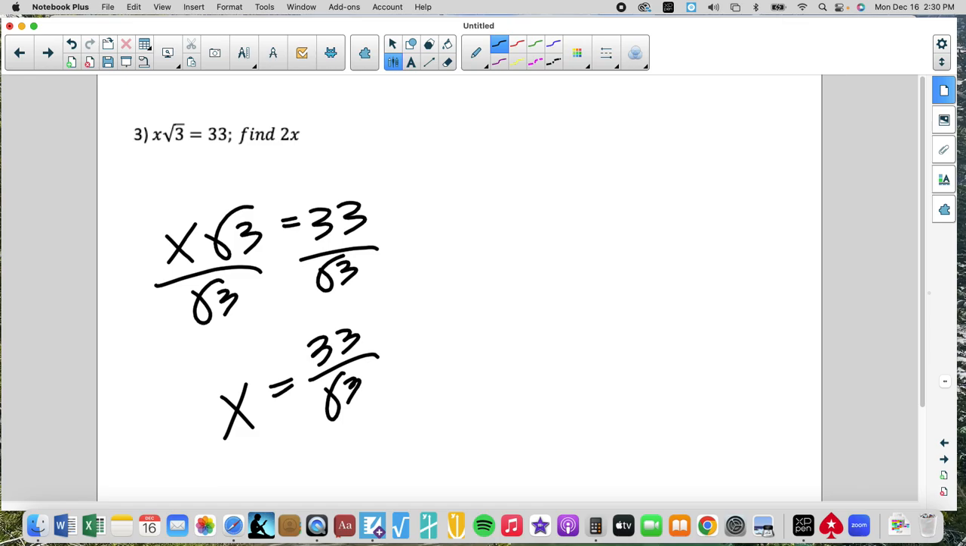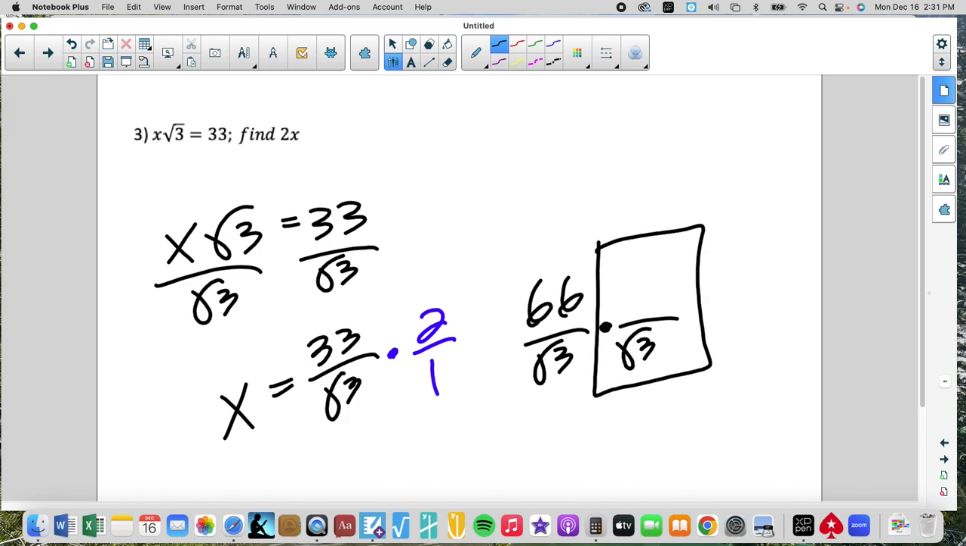So this time we do want to rationalize it, because if we multiply it by 2, we're going to get 66 over rad 3, and we can't have a radical in the denominator. So we have to get rid of that radical. What would we multiply the denominator by to get rid of it? What gets rid of a rad 3? A rad 3, very good. And if we want to keep it equivalent, we would have to multiply it by rad 3 over rad 3, which is a value of 1.